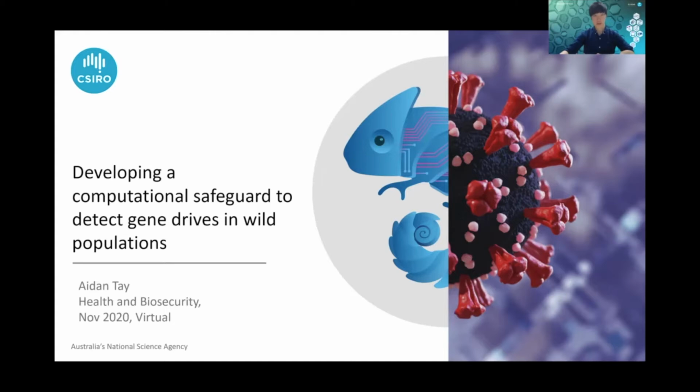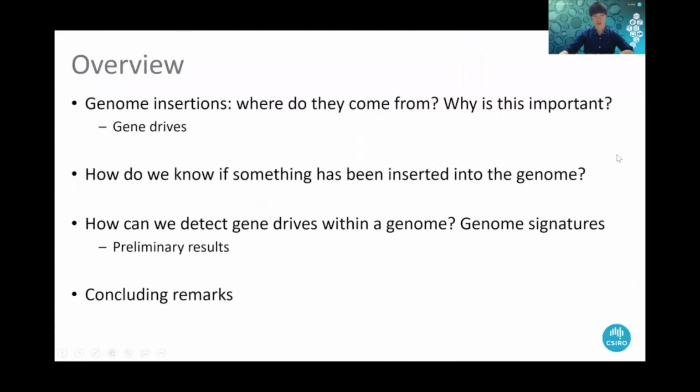populations. To give you an idea of what I'll cover in this video, I'll start by talking about genome insertions, where they might come from, and why we might want to know where they came from. And to put things into context, I'll talk about gene drives, what they are, and how they can be used to manage wild populations. I'll then briefly talk about how we can determine if something has been inserted into the genome, some of the challenges that we may face, and discuss what we're doing to address these challenges.